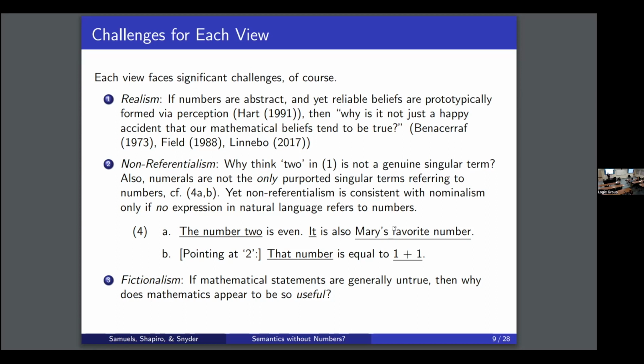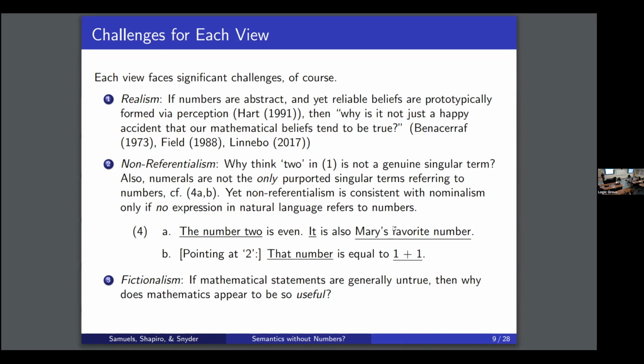The closest that has, the philosopher who's come closest to defend something like this, at least for English, is Thomas Hofstadter. And as far as I know, he's the only philosopher who has defended something like that. So again, the major challenge for them is why think that that is the case. Sure looks like there are singular terms for numbers in at least some languages.